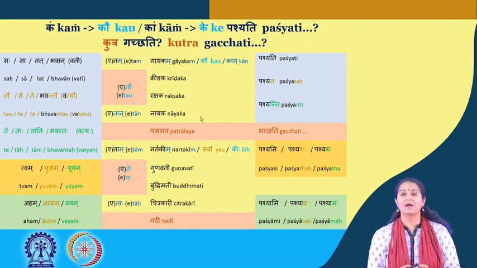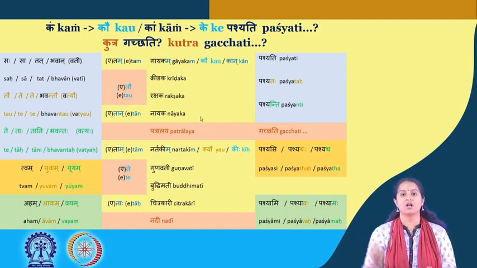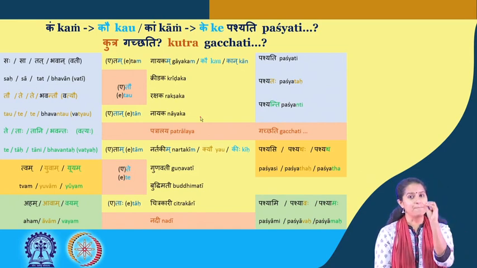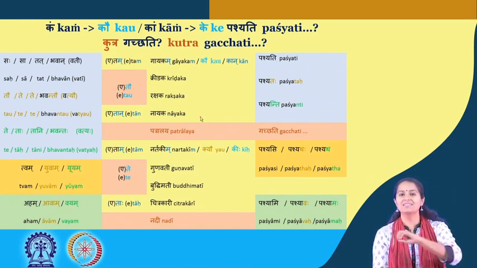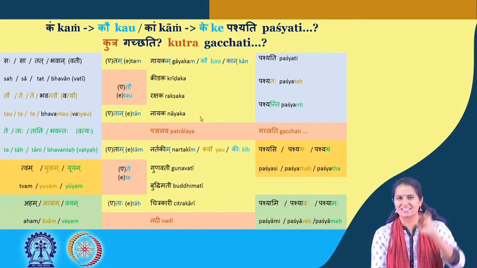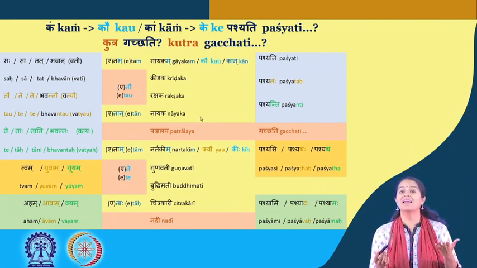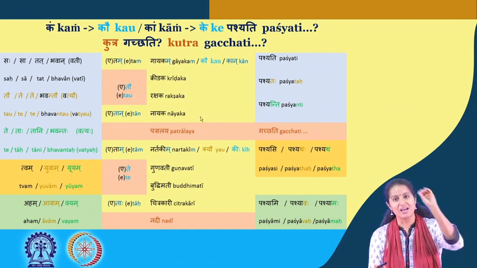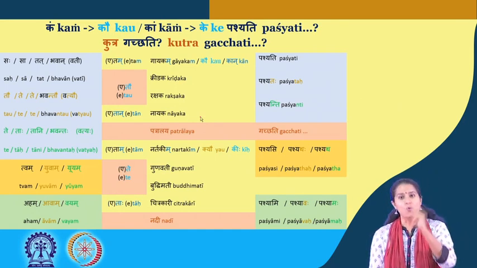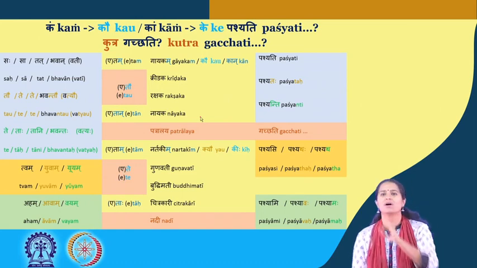But the next one that I would like to bring to our attention is the destination. So the object is also used for the destination. So we have patralayam, patralaya, post office, patralayam gachati, dual, patralayau gachati, plural, patralayan gachati. Okay, granthalayah, dual, granthalayau gachati. Karyalayah, so karyalayam gachati, in dual, karyalayau gachati.